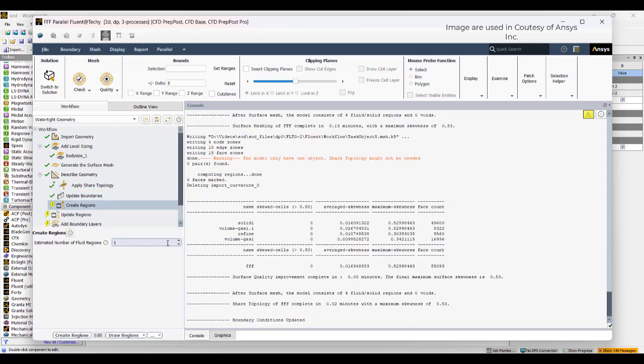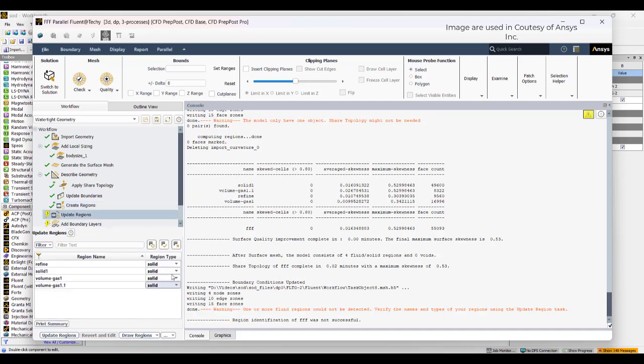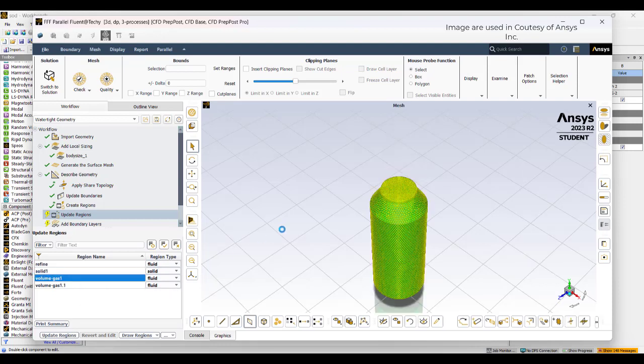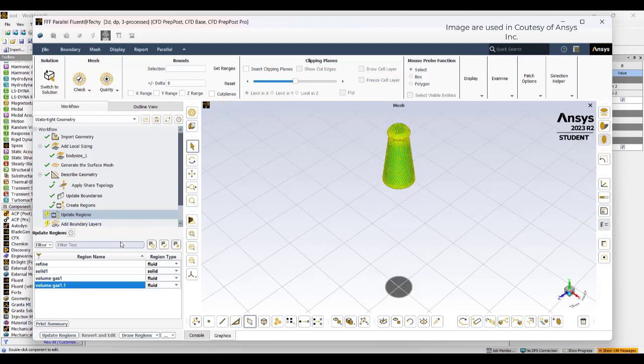Update boundaries, and estimated fluid regions are 3, because top, refine and a bottom fluid. This is also fluid, and this is also fluid. So maybe if it is required, I'll just show you what I mean by this. So here this is one, this is the bottom one, and this is the top one. So all these 3 regions are combined together as a soda or the fluid, but I have selected this refined portion so that I can have a good mesh at the interface between gas and liquid.